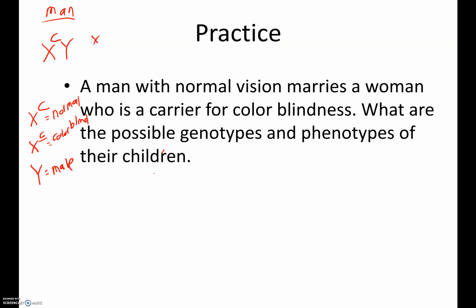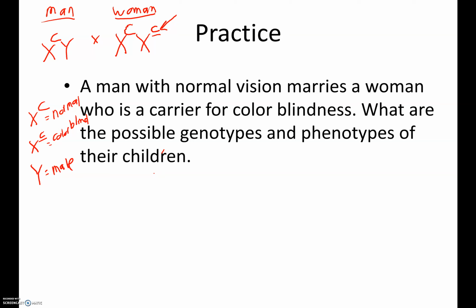All right, so let me put this here for the cross. Remember what a carrier means. She's not colorblind, so she has 2 X's. She's not colorblind, so give her a big C. But she's a carrier. That means she's carrying around that little c. Herself, her phenotype is normal color vision. She can see all those bubble tests just fine, but she could possibly give it to a child.